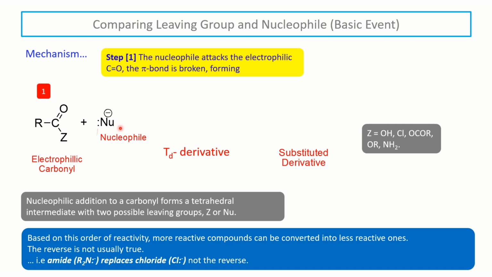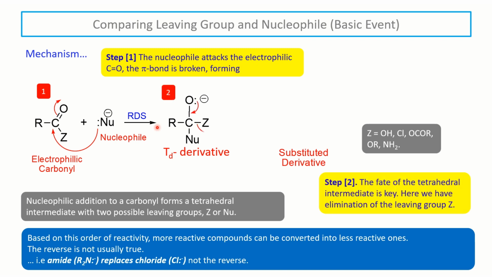Quite simply, we just add the nucleophile to the electrophilic center to give us our tetrahedral alkoxide, which collapses to generate our leaving group. The net result is substitution of our leaving group by the nucleophile.